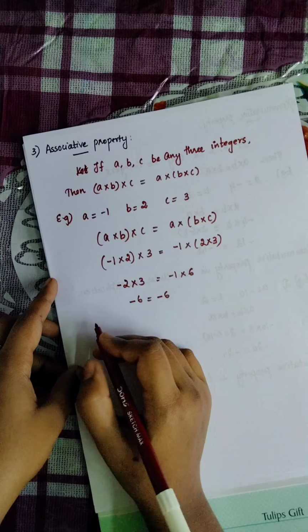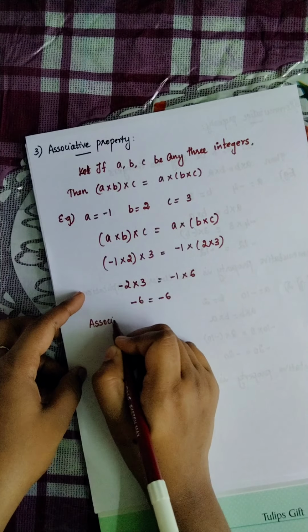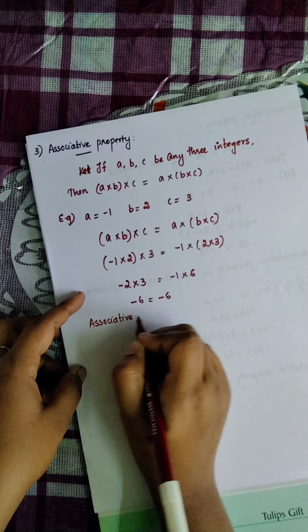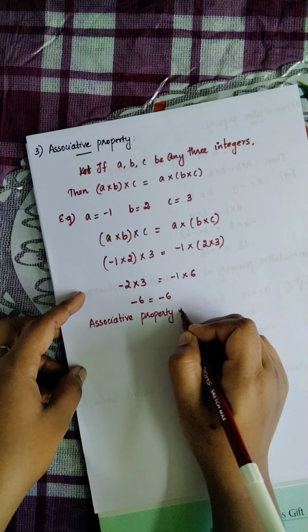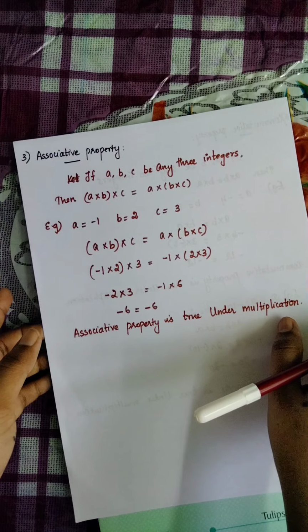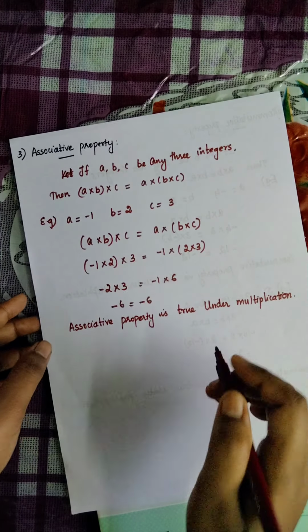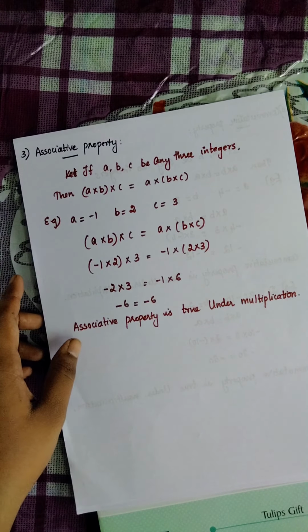So finally you need to write: associative property is true under multiplication.